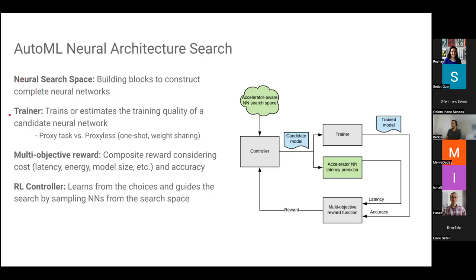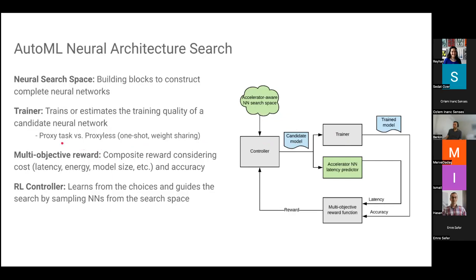Trainer is the component where after you have your search space, you sample some choices from there and then put together a neural network. That will be a candidate model. Now you need to evaluate the quality of that model after your choices, right? So now the trainer, there's actually a lot of work optimizing this. Now, if you were to train that candidate model for the task that you're targeting, that will be an extremely slow process to navigate the search space, right? Because training is so slow. There are multiple optimizations in this area.